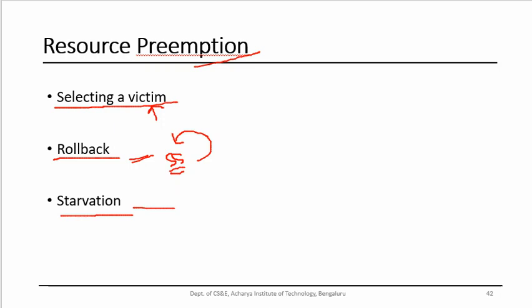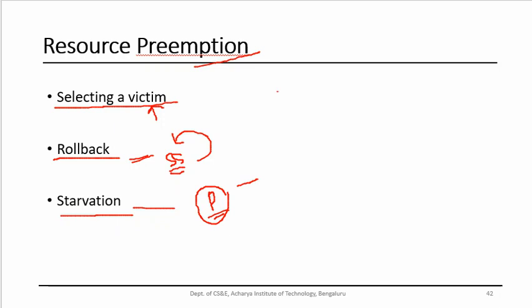That is, you should not select the same process P again and again for taking away its allocated resources, or for aborting this process. If that is done, then this process is going to starve. So that's a challenge. So you have to avoid starvation. How to do that? You can put a maximum limit on the number of times this process could be aborted. So that can be a solution, right?